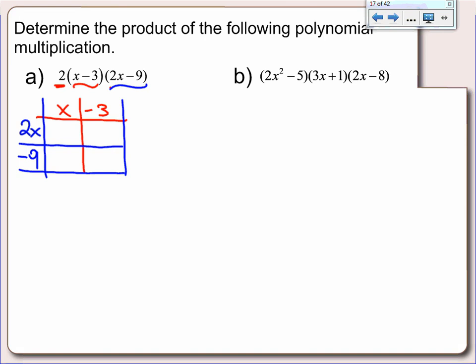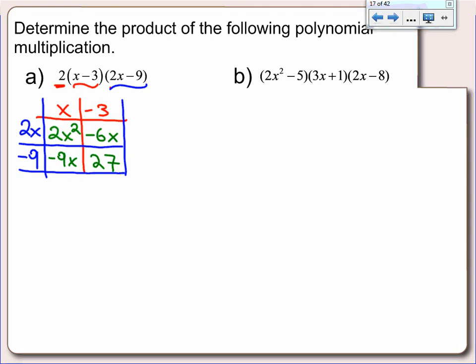Now we can start filling in our boxes. So 2x times x would give us 2x squared. Remember, we add the exponents on the x's. We go 2x times negative 3, that gives us negative 6x. We go negative 9 times x, we get negative 9x. We have negative 9 times negative 3. That gives us a positive number, and it's 27.